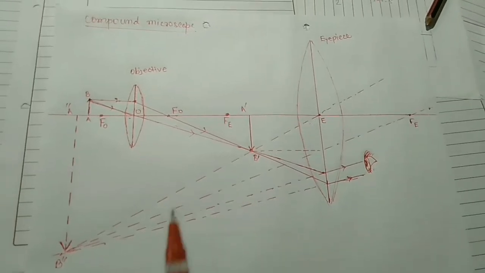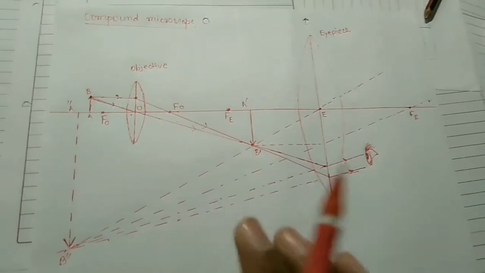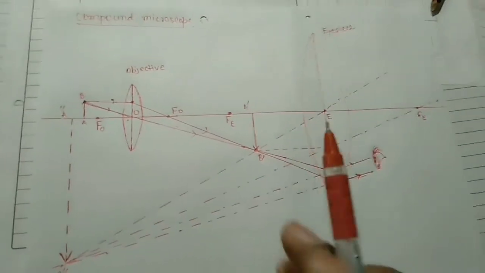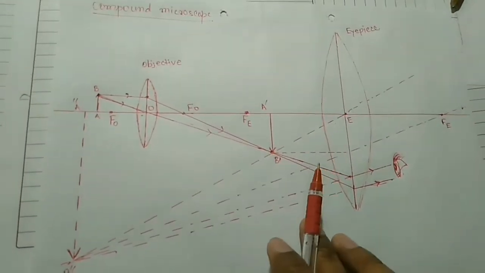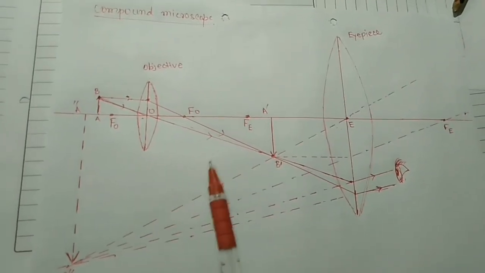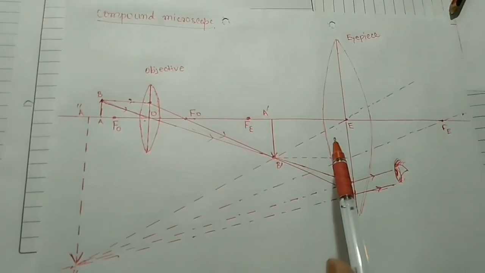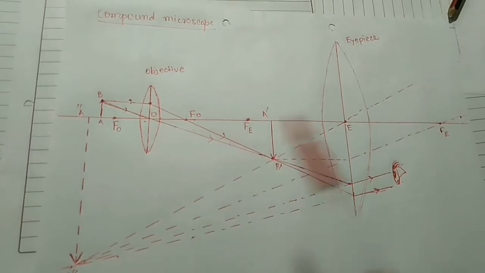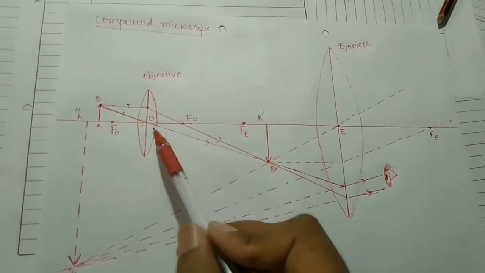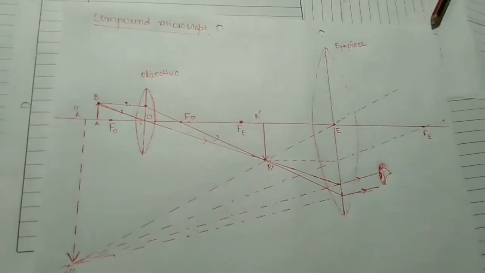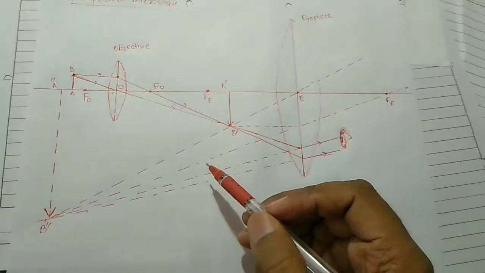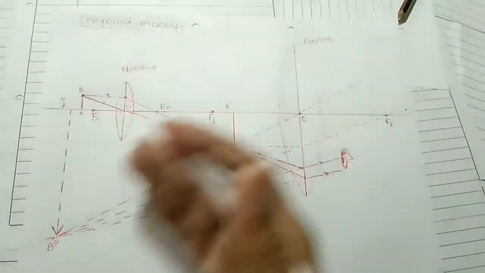Now we have to prove what? The magnifying power of this system, that is, the compound microscope. How to do that? We have to find the angles. Of what angle? The angle without any instrument and the angle with the instrument. The angle with the instrument will be beta, and without the instrument will be alpha. The angle with instrument is for the image, the angle without instrument is for the object. So I'm drawing that. So here understand how to draw the angle. This is very important.